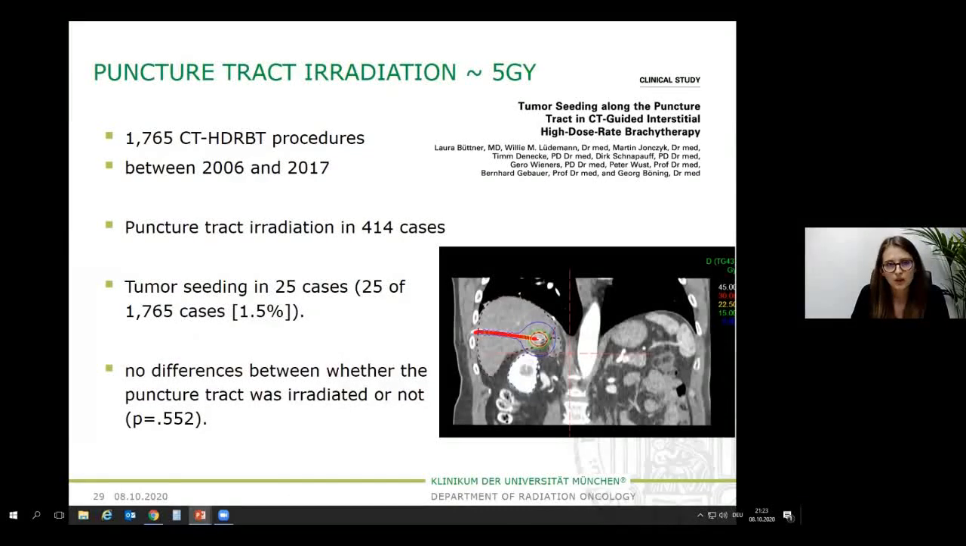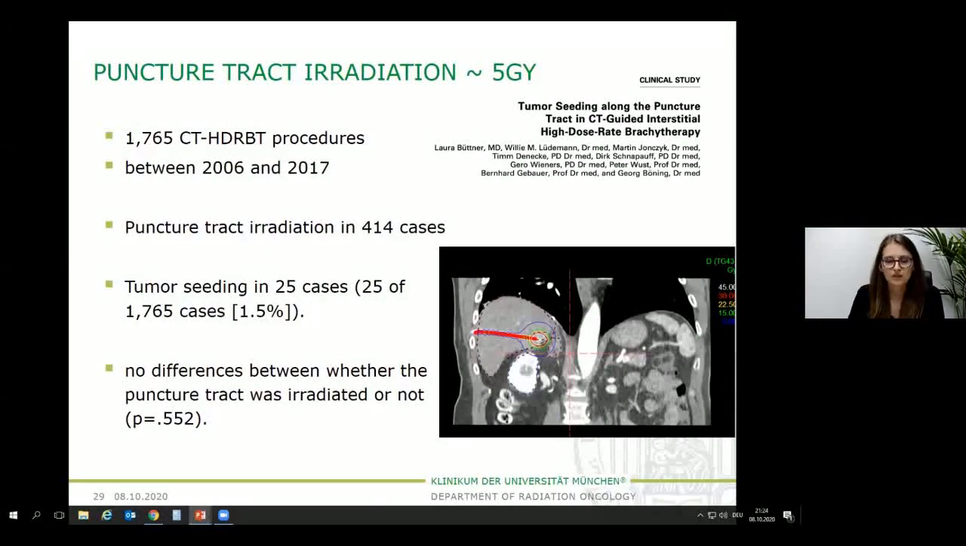In preparation for this talk, I looked at the literature, and I found this very recent study from Berlin. They had a look at their last 1,760 interstitial brachytherapy procedures, and out of them, in 400 cases, they treated the puncture tract. In all the others, they didn't. What they found is that overall, in 1.5%, you have a seeding in this puncture tract. They didn't see a statistical difference whether you treated it or not. So basically, the literature is saying you don't have to.